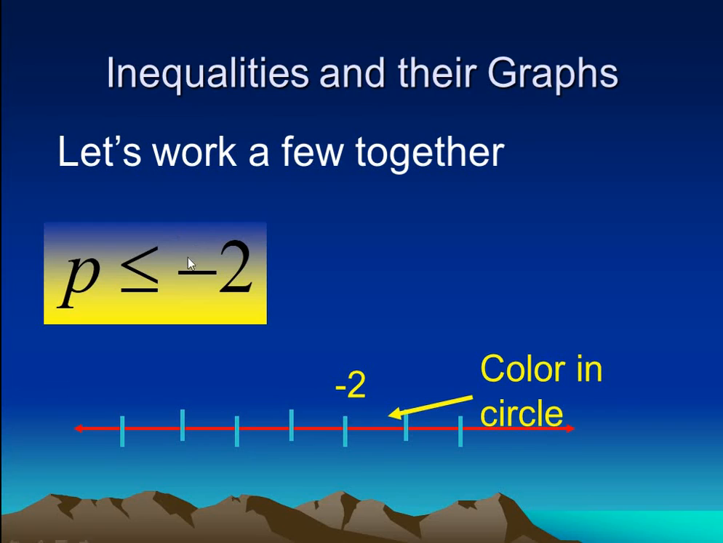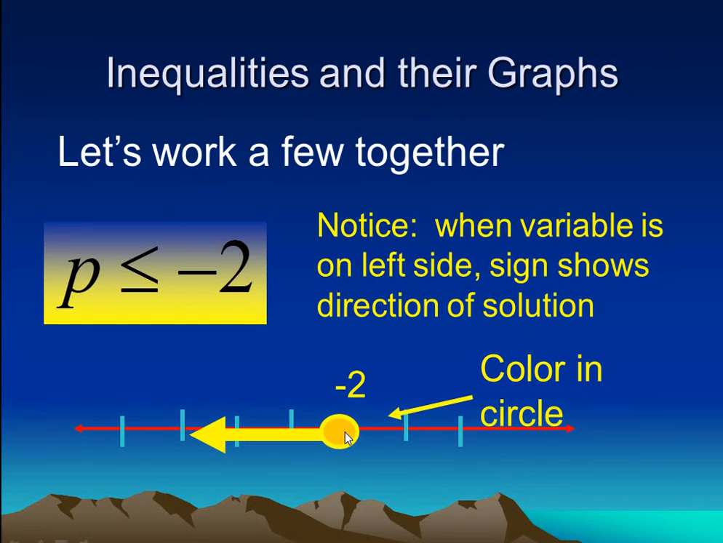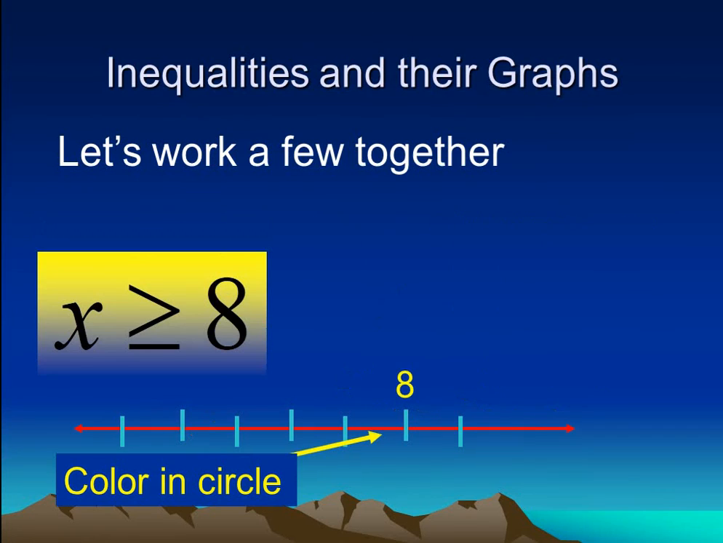How can I tell that -2 is included in the solution? By putting a solid or filled circle. This is why I color the circle, and I put all of the numbers less than -2, because always to the right of a number are the numbers that are more than it. To the left of the number that I have, -2, I have numbers that are less than -2. When the variable is on the left side, the sign shows the direction of the solution.